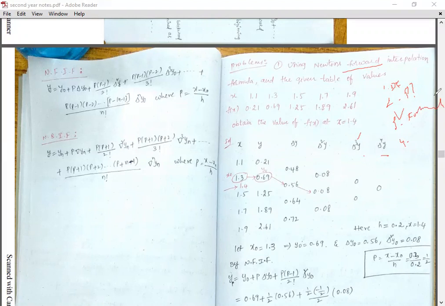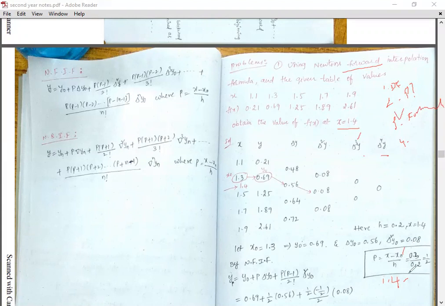Now, we need to find this p. The first step, forming the difference table, is over. Now we will find the p value. p is obtained for Newton's forward formula as x minus x naught by h. x is the value of x where y is to be determined. We are asked to find y equal to f of x at x equal to 1.4. Hence, we use x as 1.4 minus x naught. x naught, I have already told you, is either the starting value of the table or else it is near to x.